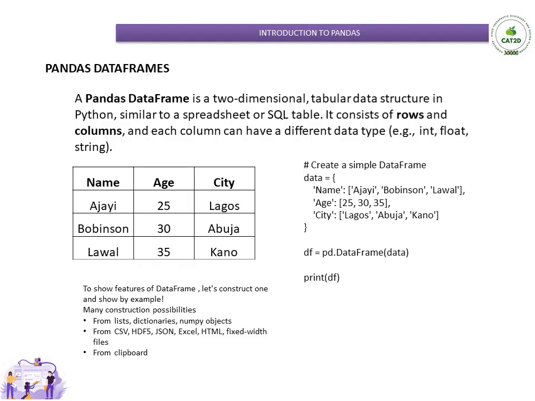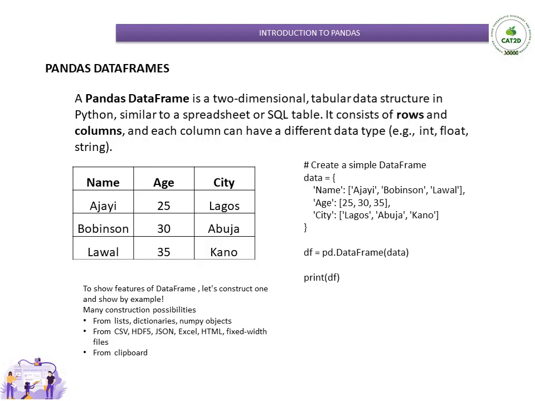Example of a Pandas data frame. Like we said earlier, a Pandas data frame is a two-dimensional tabular structure, similar to our Excel structure, and it consists of rows and columns. If you look at this table, we have the name, the age, and the city, so it has 3 columns and 3 rows. Row 1 has Ajayi, age 25, lives in Lagos. Row 2 has Bobinson, age 30, lives in Abuja. Row 3 has Lawal, age 35, lives in Kano.